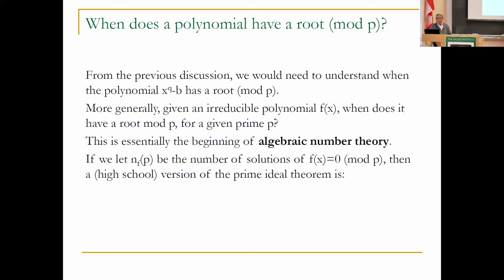And so if you let n_f(P) be the number of solutions of f(x) equals 0 modulo P, then a high school version of the prime ideal theorem is simply that the average value of n_f(P) as you vary over the primes is x over log x. That will be some naive version of what's called the prime ideal theorem. This could be explained to a high school student. But the proof of this theorem requires algebraic number theory.